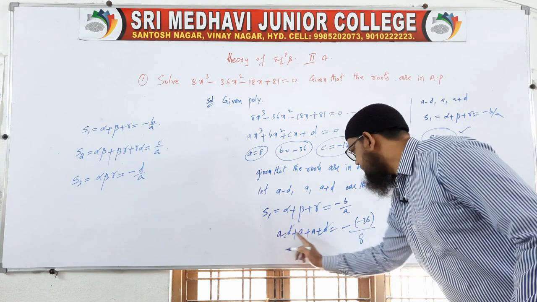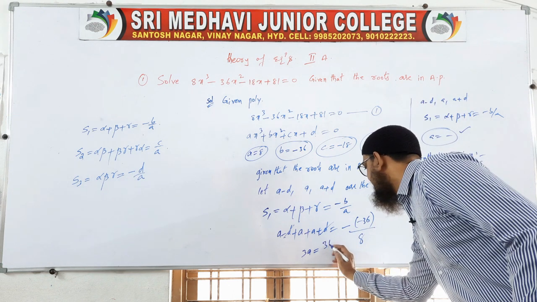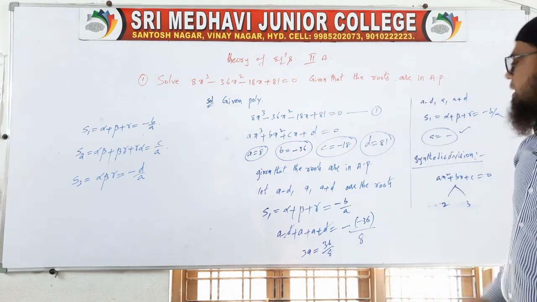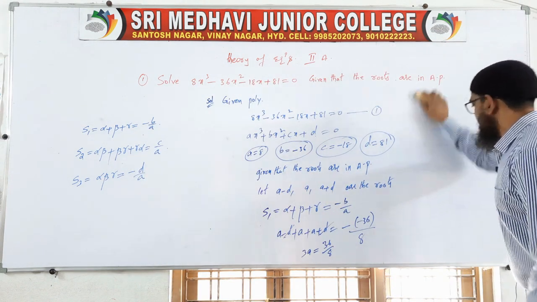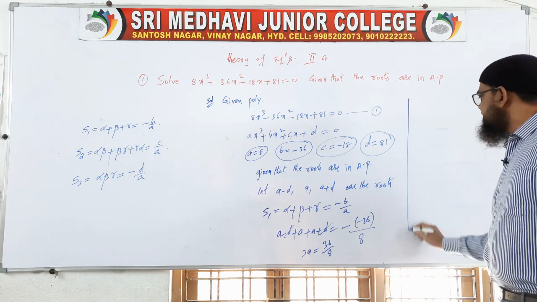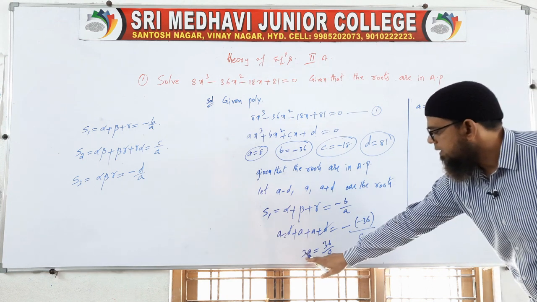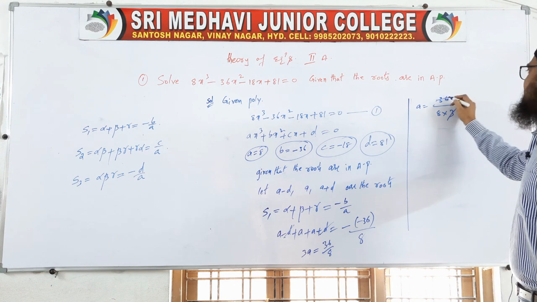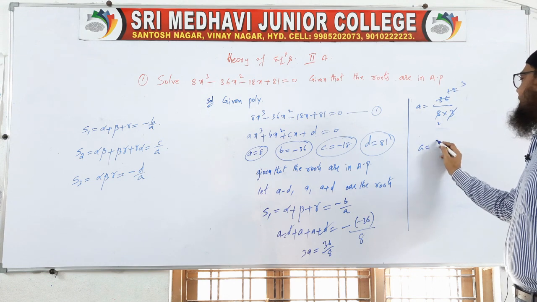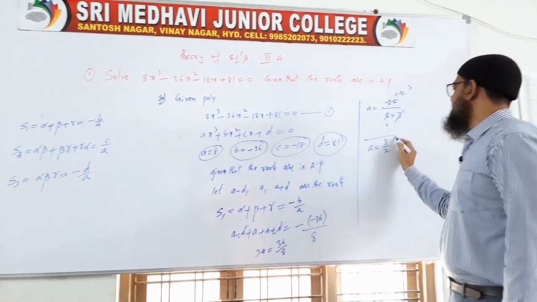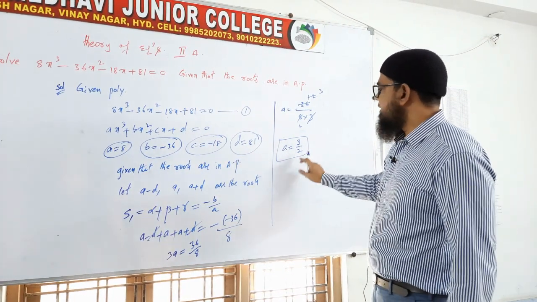What you will get? a plus a plus a, you are getting 3a is equal to minus into minus, plus 36 by 8. Now we have to do the calculation here. See, a is equal to 36 by 8 into 3. We have to take 3 in the denominator. 3 ones are 3, 3 twos are 6, 4 twos are 8, 4 threes are 12. So a is equal to 3 by 2. As I said, we got one root. a is equal to 3 by 2 is completed.